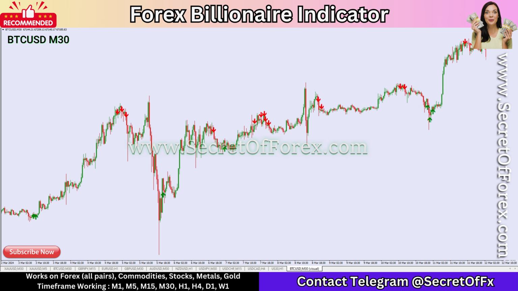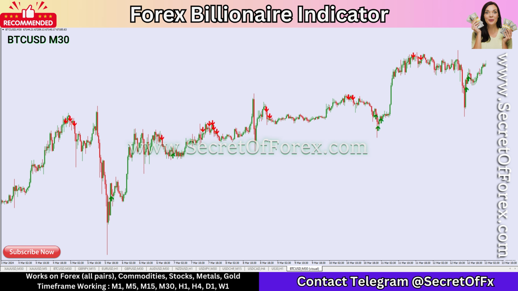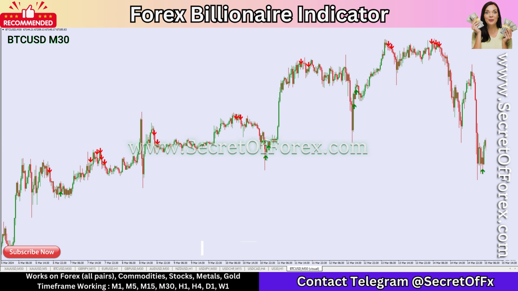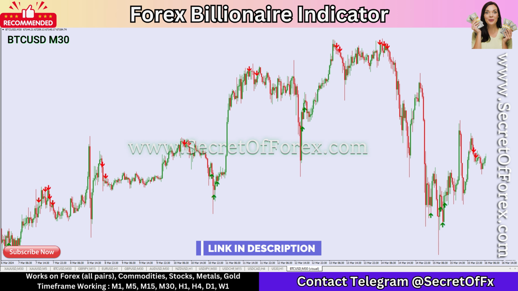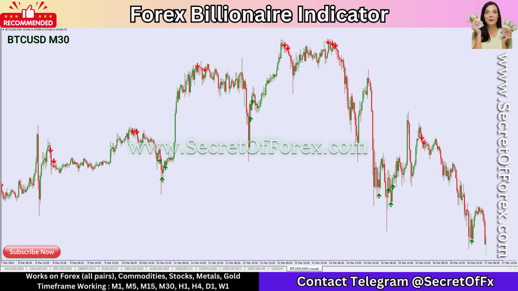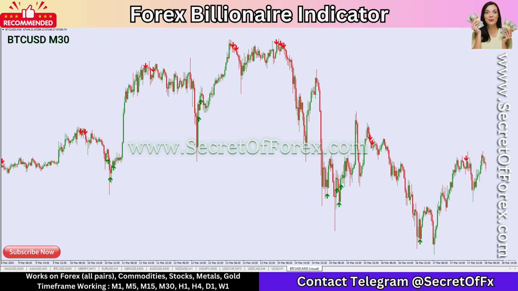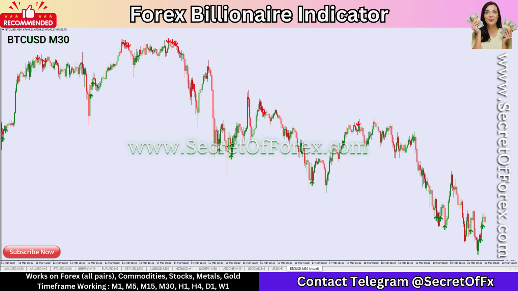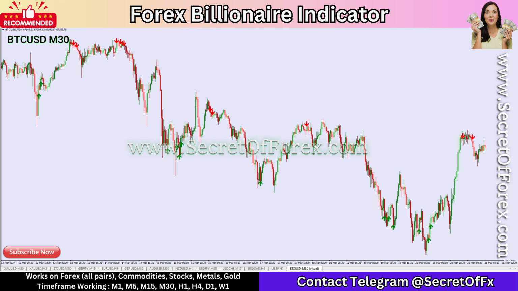Hello dear traders. This is our best M1 to W1 time frame Forex trading indicator. 100% non-repaint indicator and accuracy 95 to 98% plus. This is the world's best indicator for scalping. Its name is Forex Billionaire Indicator.